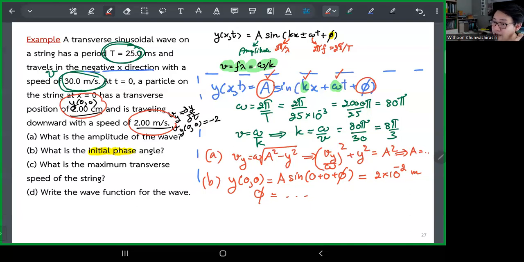What about part C? Maximum transverse speed of the string. All right, I can remind you right now what you can do with that. To figure out the speed, you differentiate the position once with respect to time. So for part C, let me use a different color here. For part C, you say the speed is just dy by dt. Don't forget to use the partial derivative, okay? Partial y over partial t.